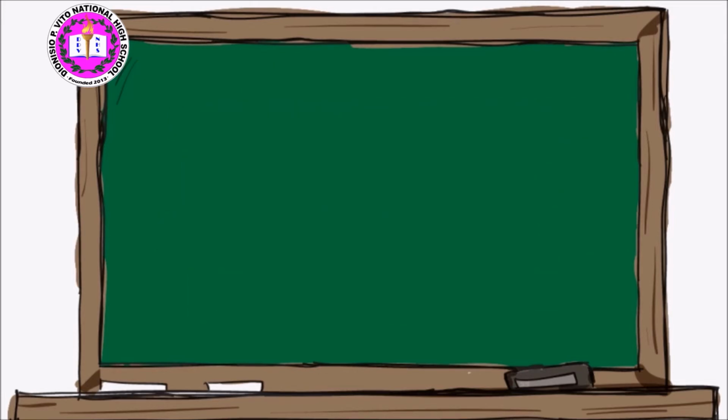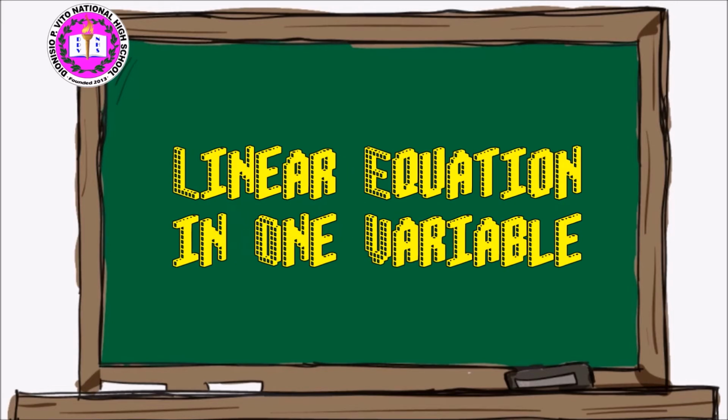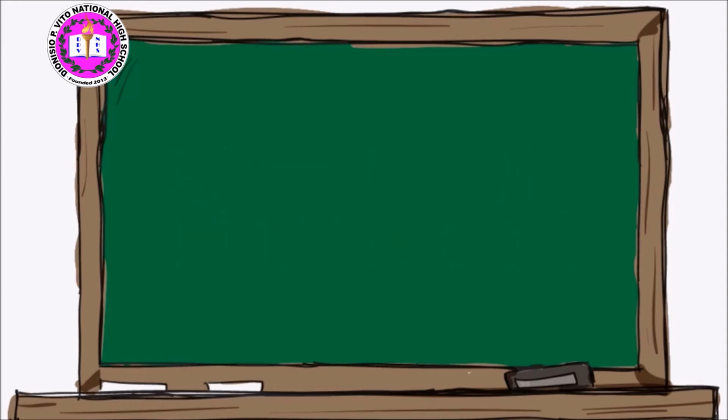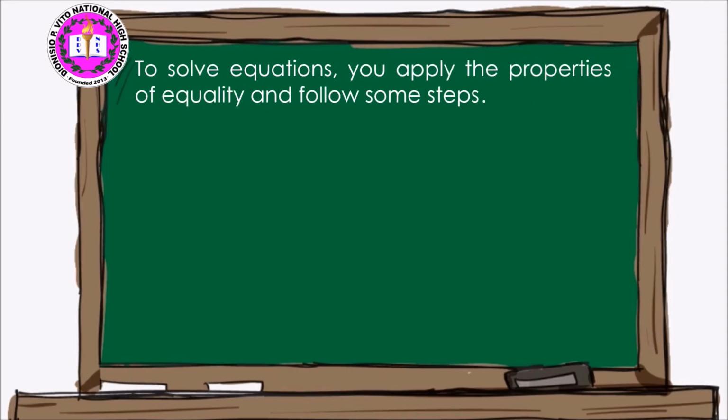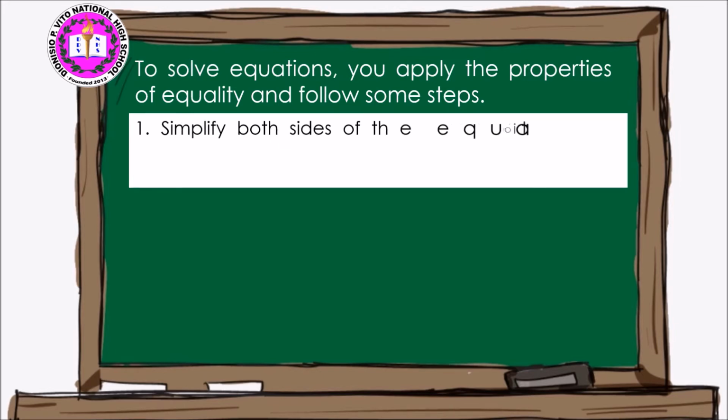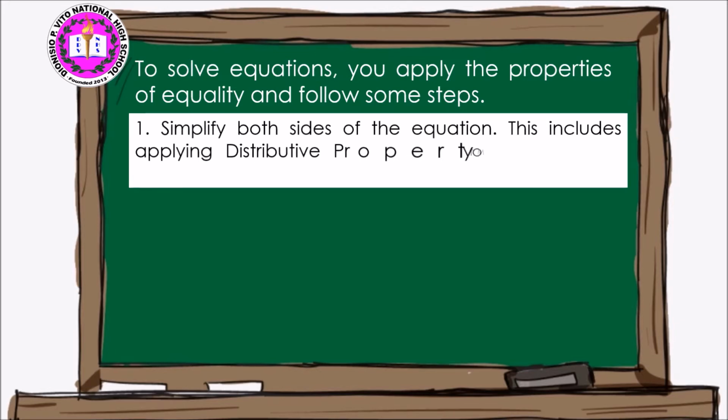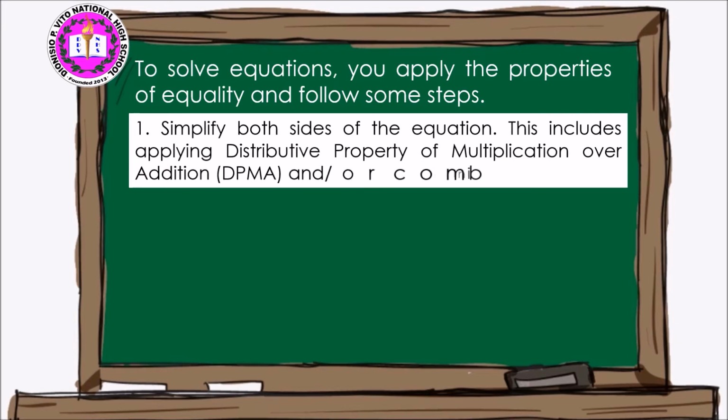Moving on to our discussion, we have the linear equation in one variable. To solve equations, we apply the properties of equality and follow some steps. The first step is to simplify both sides of the equation. This includes applying the distributive property of multiplication over addition, or DPMA, or combining similar terms.